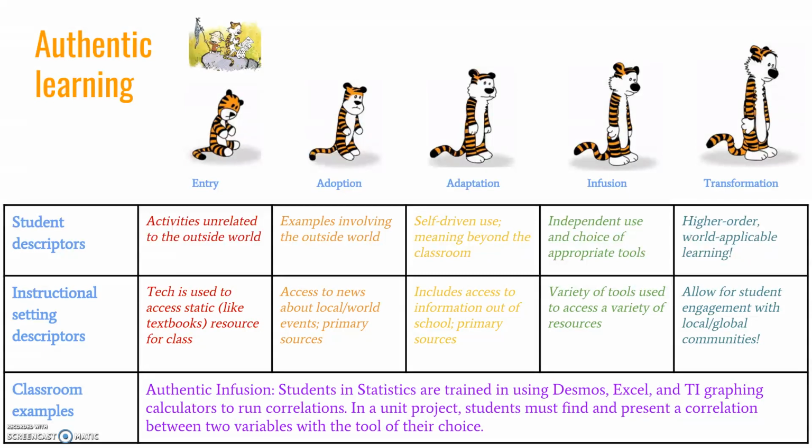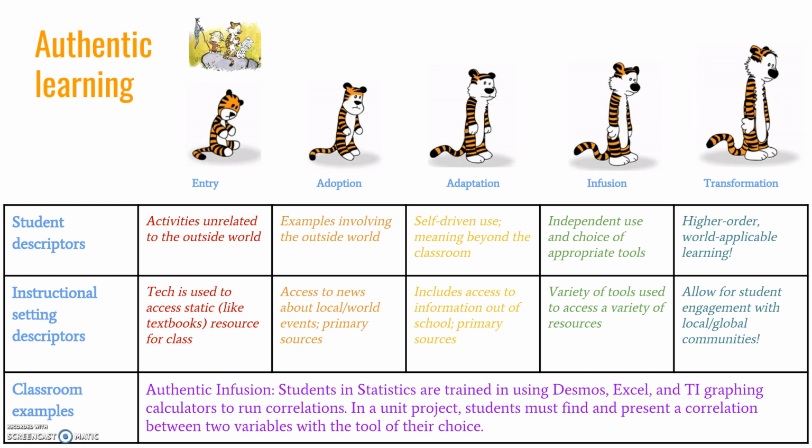So the example I gave was for authentic infusion here in the classroom. My idea was to train students in a statistics class on using Desmos, which is an online graphing calculator, Excel or Google Sheets, and their TI graphing calculators, which most of mine actually have, to run correlations. In a unit project, students would then find and present a correlation between two variables with the tool of their choice. So notice this isn't quite transformation.